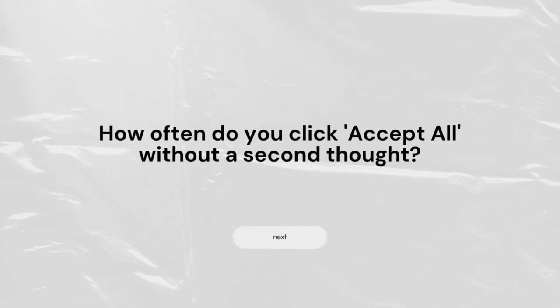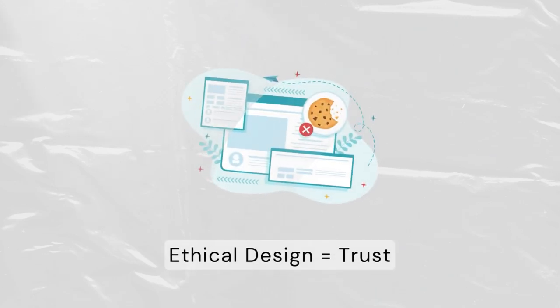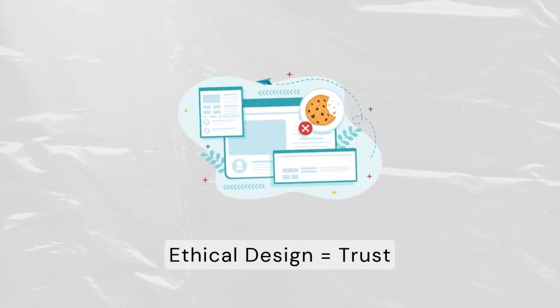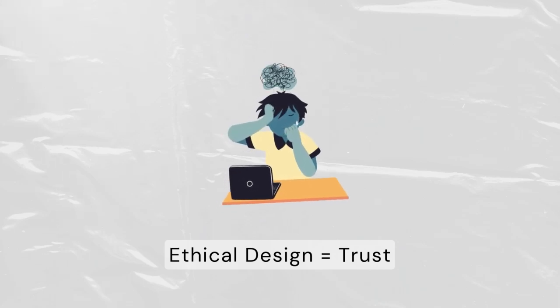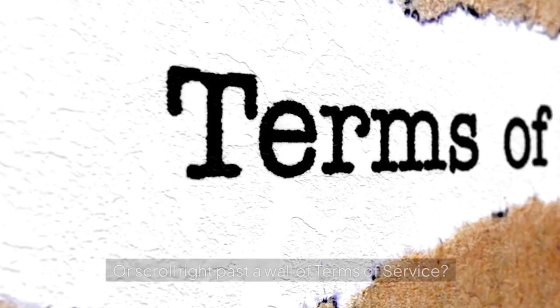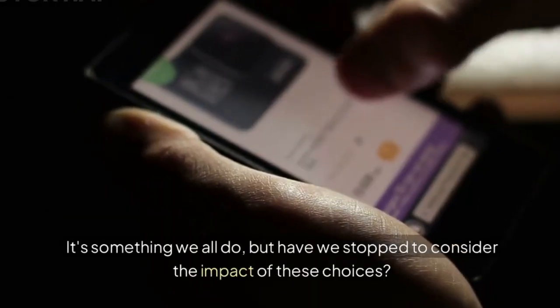As designers, we have the power and responsibility to change this. Today, we are diving into ethical design, what it means, why it matters, and how to design for consent and transparency without sacrificing usability or business goals. By the end of this video, you will have actionable guidelines and best practices to create designs that prioritize user trust, respect, and autonomy. So let's get started.